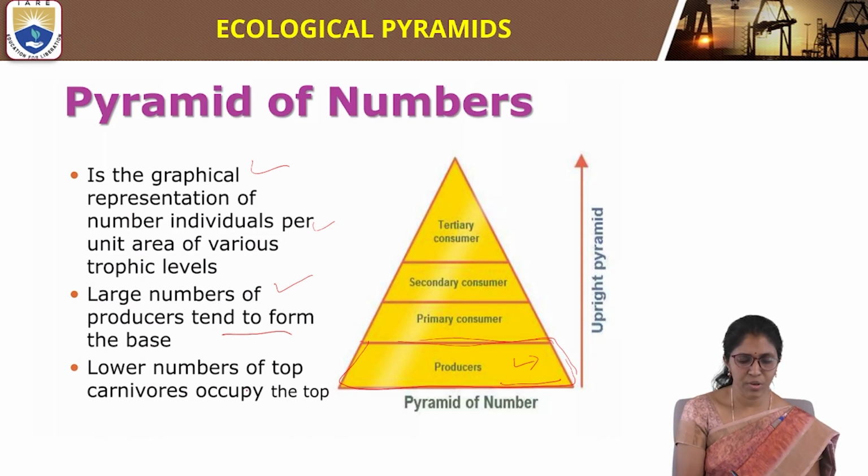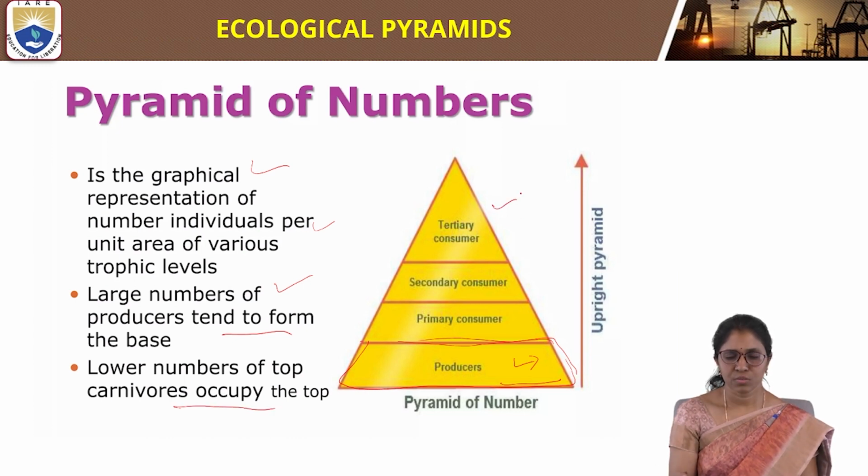And a lower number at the top, the last being the tertiary consumer. The primary consumers are less in number than producers. Secondary consumers are less in number than primary, and tertiary consumers have a lower number of individuals, so they occupy the top position of the pyramid.